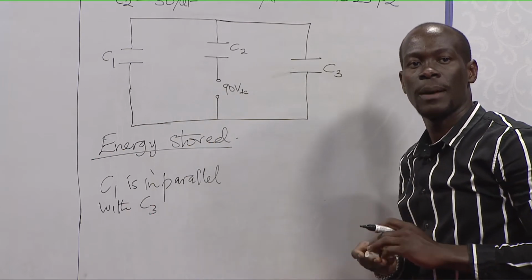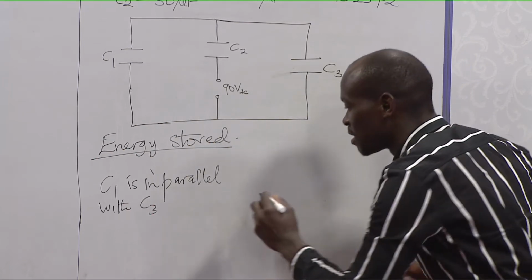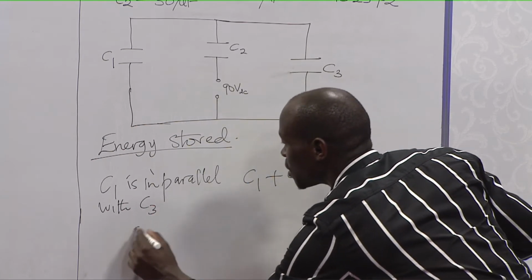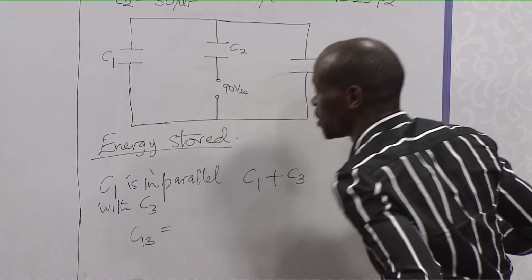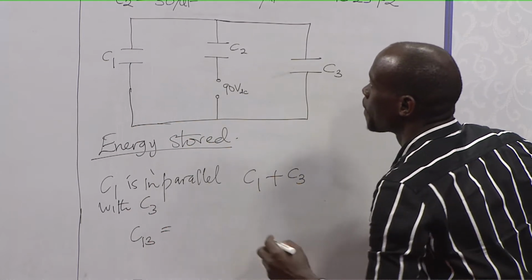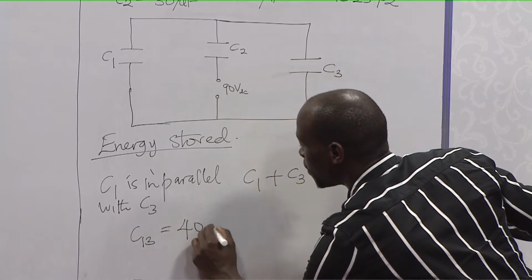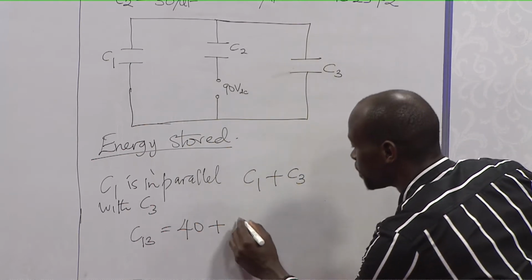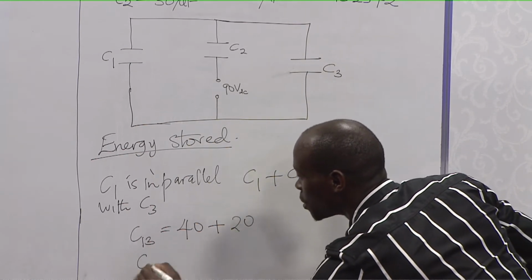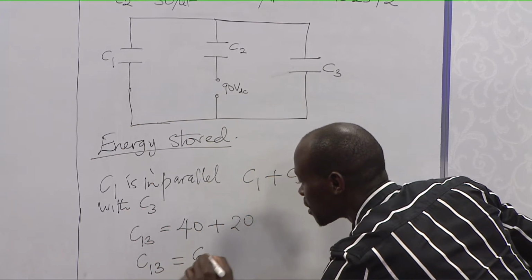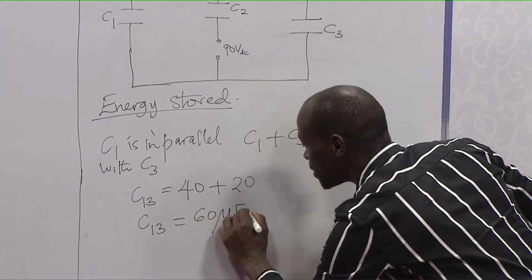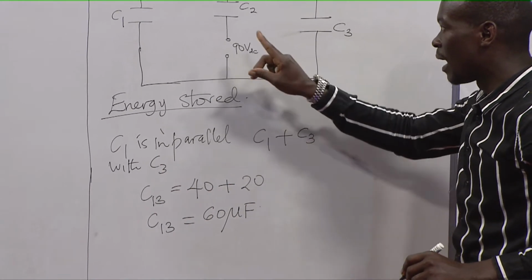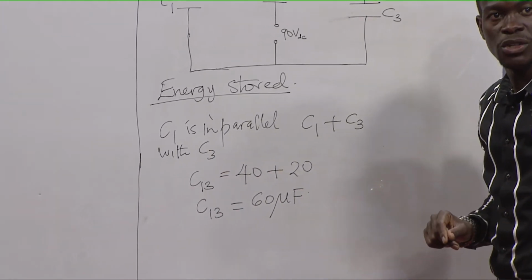And when two capacitors are in parallel, what did we say? We get the capacitance as the sum of the two capacitors. It is given as C1 plus C3, which means C13, if I'm to denote it like that, will be C1 is 40 plus C3 is 20. When you add those two, C13 gives us 60 microfarads.